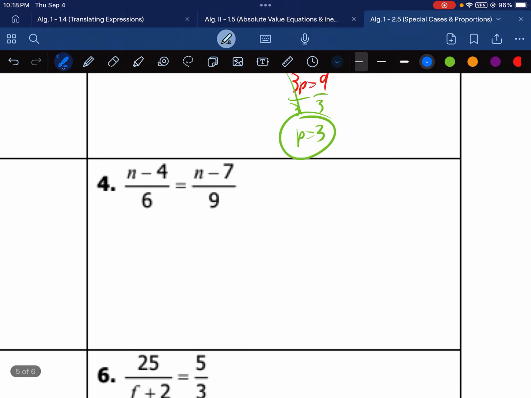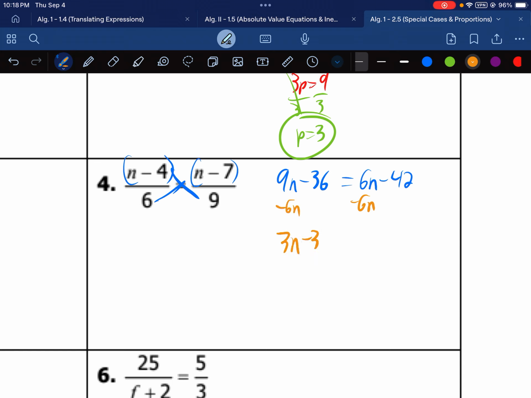On number 4, diagonally here, n minus 4 is going to multiply with 9 to get 9n minus 36. The other diagonal, 6 times n minus 7, gives us 6n minus 42. Now these are equal to each other, so I move my smaller variable by subtracting 6n. I get 3n minus 36 equals negative 42. Adding 36 to both sides, I get 3n equals negative 6. Divided by 3, n equals negative 2.